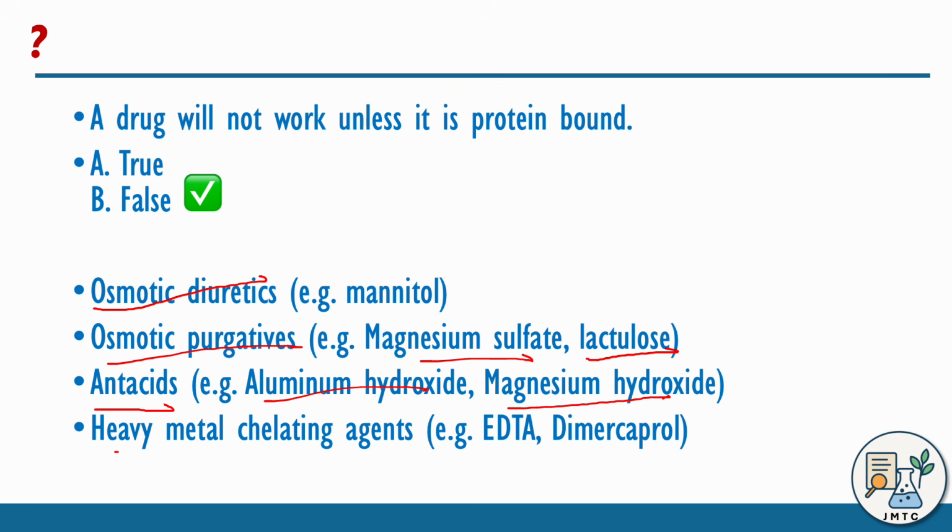Another is our heavy metal chelating agents. Ito yung mga EDTA natin. Calcium disodium EDTA. This is used for lead poisoning. Minamagnet niya lang, hinuhugot niya yung metal palabas ng katawan. We also have dimercaprol. Ang famous brand name nito is BAL or British Anti-Lewisite. This is given intramuscularly and used for heavy metal poisoning such as arsenic, mercury, and lead.